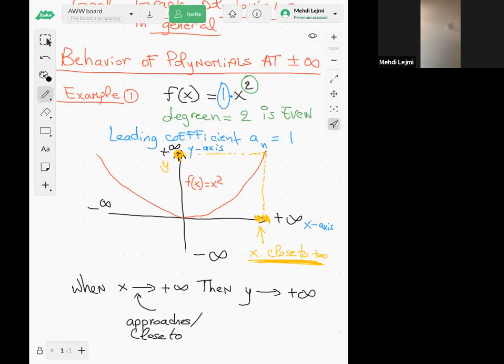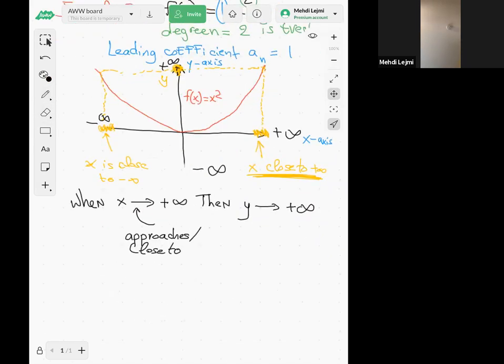What about negative infinity? If my x is close to negative infinity, the output y, the image, is going to be at positive infinity. So when x approaches negative infinity, then y approaches positive infinity.